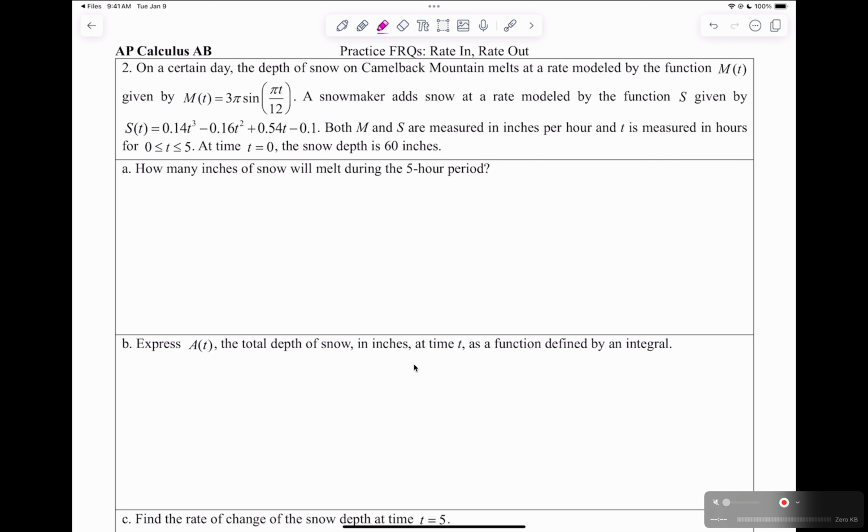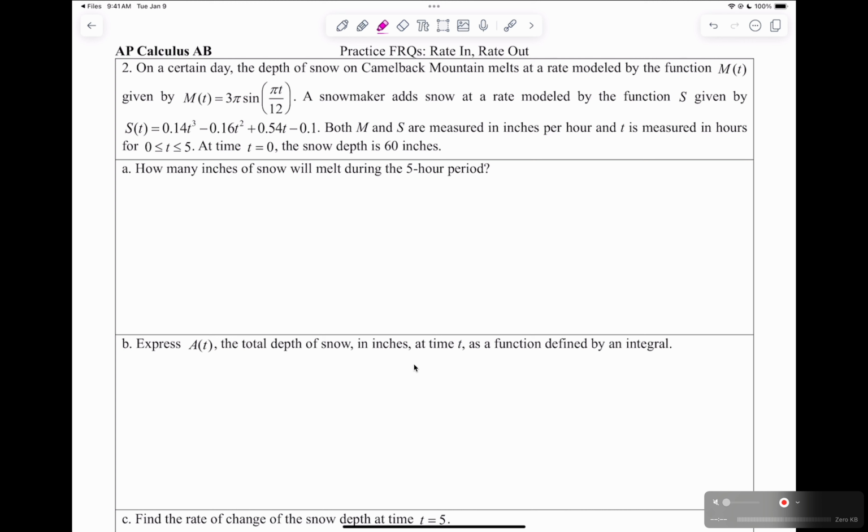Alrighty. I am going to go over number two on the rate in, rate out FRQs. Be sure to watch number one first, just so that you know what I'm doing. Remember that this is essentially a game called plug everything into the calculator and interpret what each question means. I'm going to go a little bit faster for this one, and I already pre-typed everything into the calculator, so this one should go faster.